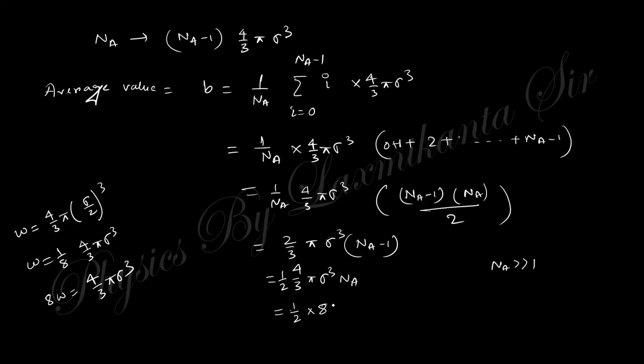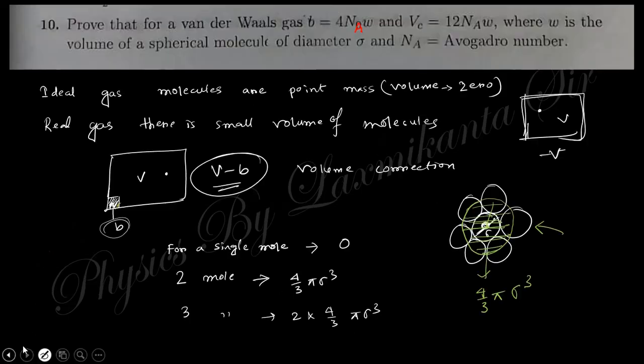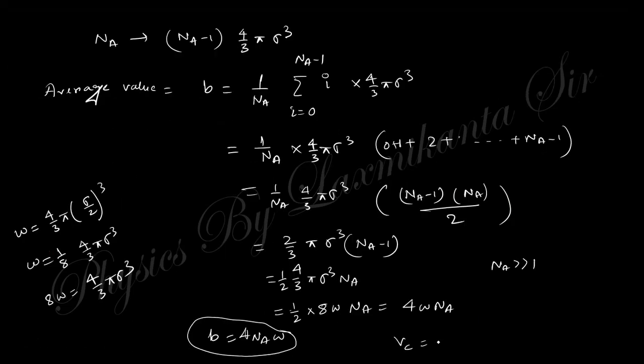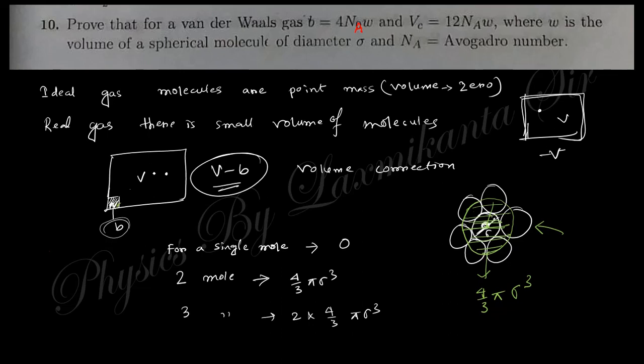So 4/3 pi sigma cubed is 8 omega, and this is 8 omega Na times the half. Finally you will get 4 omega Na. So this is the value of b, that is 4 Na omega, where omega is nothing but the volume of the molecule. Clear? And Vc, you know, is nothing but 3b, so this is 12 Na omega.